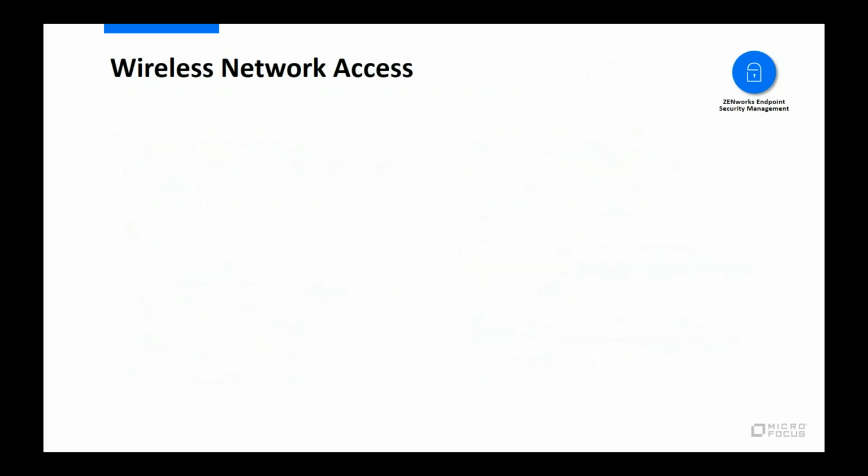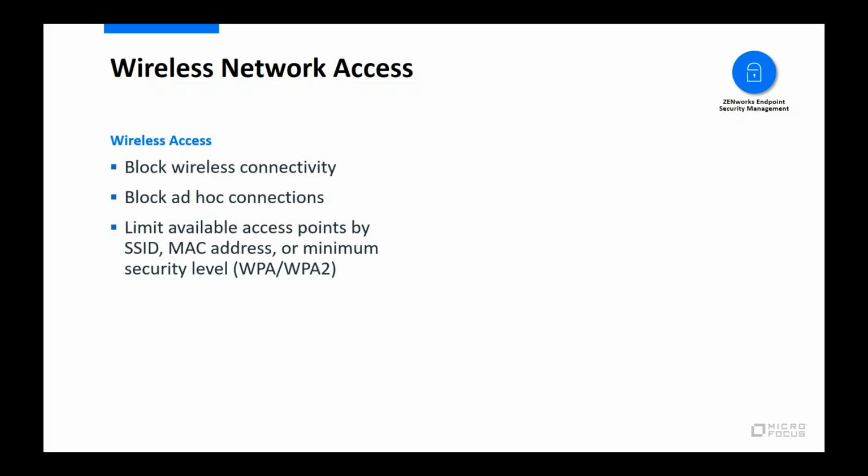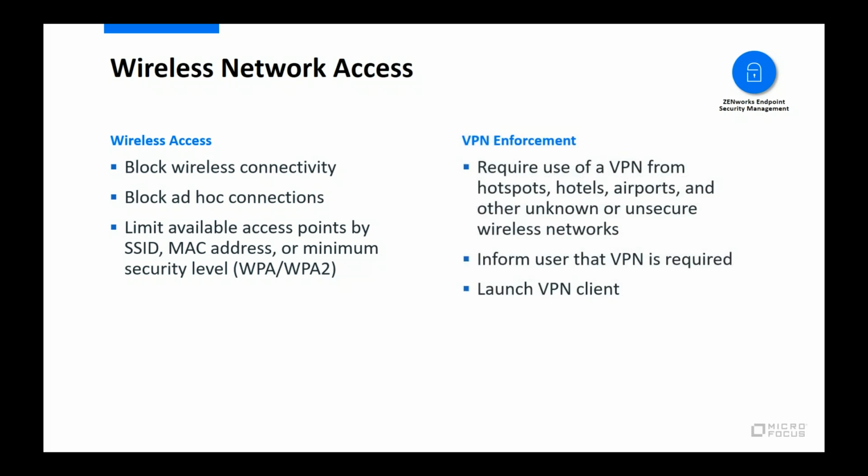In today's wireless world, wireless access control is essential to protecting your organization. Using ZENworks Endpoint Security Management, you can block all wireless connectivity for a device. Or you can use a more targeted approach, such as blocking ad hoc Wi-Fi connections or disabling access to open networks. For some users, such as those who work remotely or travel for work, blocking access to open wireless networks might not be a viable option.